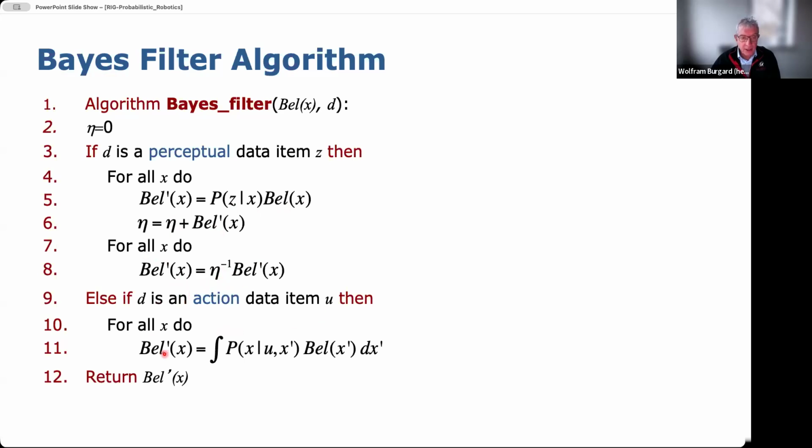And whenever we have an action, then we are performing this integral. For every x, we calculate its probability, or the probability that the system is in this state, by integrating over all potential prior states and multiplying that by the probability of ending up in x, given we were in x prime before and executed action u. And once we have done this, we can return this belief. So this is basically the implementation of this Bayes filter.